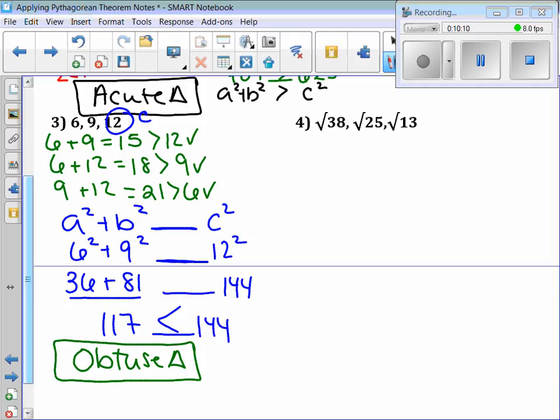Example 4. We have the square root of 38, the square root of 25, and the square root of 13. So let's not let the square roots scare us away. Let's use those. So what I want you to do is go ahead and take out your calculator so we can get an estimate or an approximate value of what these come out to be.